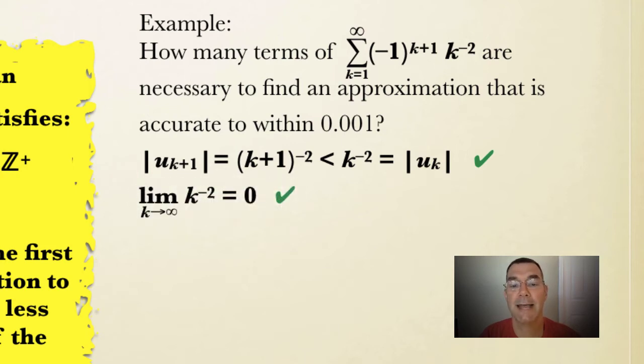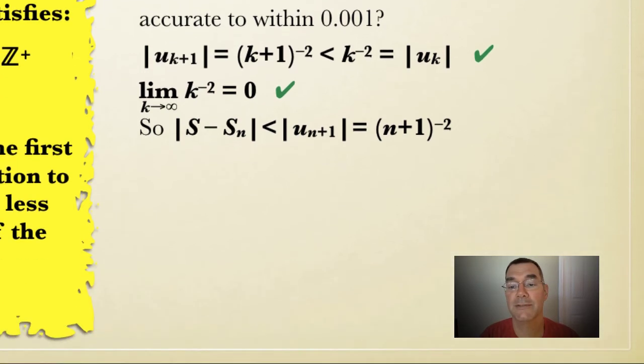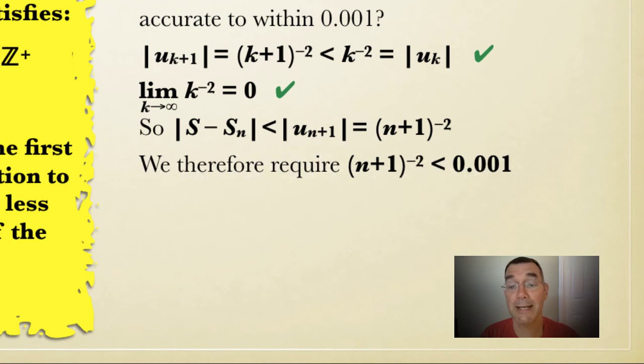Also, the limit as k goes off to infinity of the absolute value of the kth term does equal 0. So the difference between the infinite sum and the nth partial sum is less than the n plus first term, which is (n+1)^(-2). So I need to know when that difference is going to be less than 1/1000th, which is what I was asked in the question.